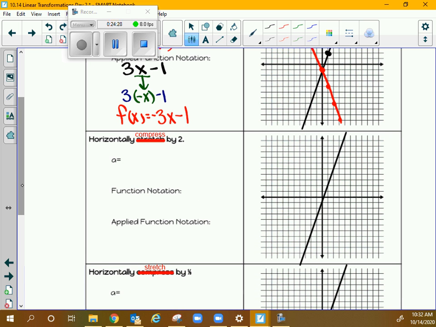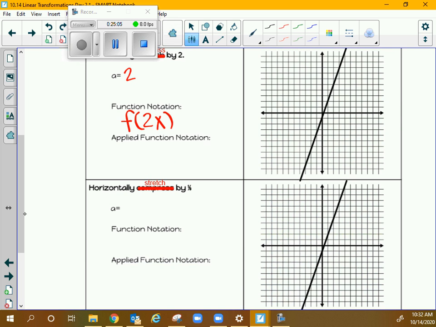Okay, if I horizontally compress, I'm not pushing from the top and the bottom anymore since it's horizontal. I'm pushing from the side. If I push from the sides, what's happening to my line? It's getting steeper, right? So I'm going to have a value that's larger than 1 because that's going to make my line steeper. My A value is 2. And instead of multiplying f of x by 2, all I'm multiplying by 2 is x.